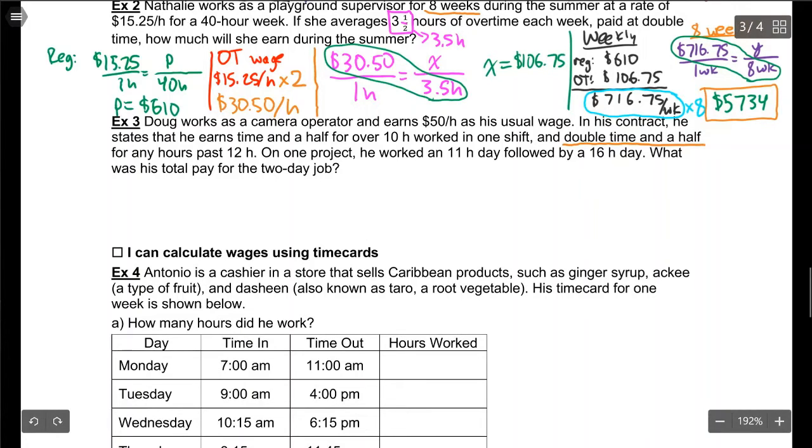The way I'm going to do this, I'm going to figure out his regular hours across both days, his overtime hours across both days, and then his double time and a half hours for the one day that he gets them. I think that's the easier way to do that.